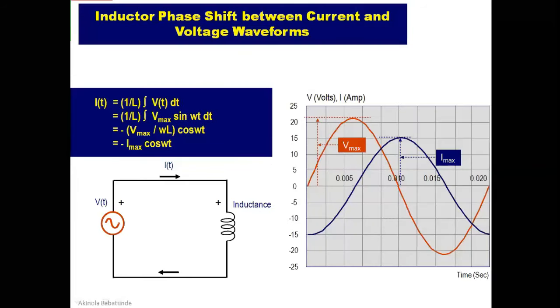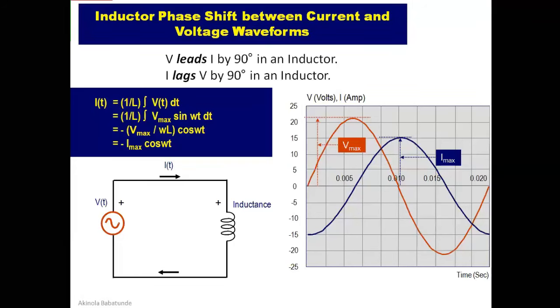So the inductor phase shift between current and voltage waveform. This is going to be the opposite of what happens when we talk about a capacitor. You remember when we talked about a capacitor, we said current leads by 90 degrees and voltage lags by 90. In the case of an inductor, the voltage leads by 90 degrees and the current lags by 90 degrees.